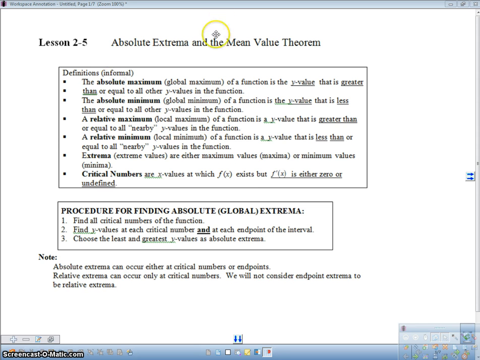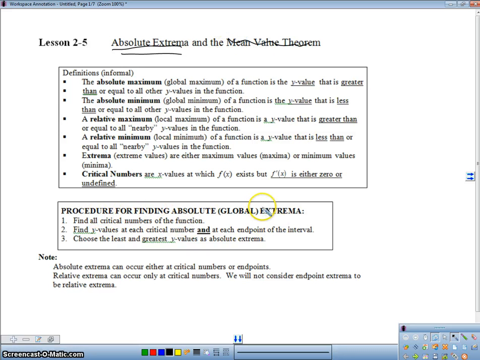Hey guys, Mr. Mises here, and in this lesson I'm going to be talking about the absolute extrema and not the mean value theorem. The mean value theorem will be on the next video. On this video I am just going to be talking about absolute and relative extrema and using what we call the critical number test, or the candidate test.